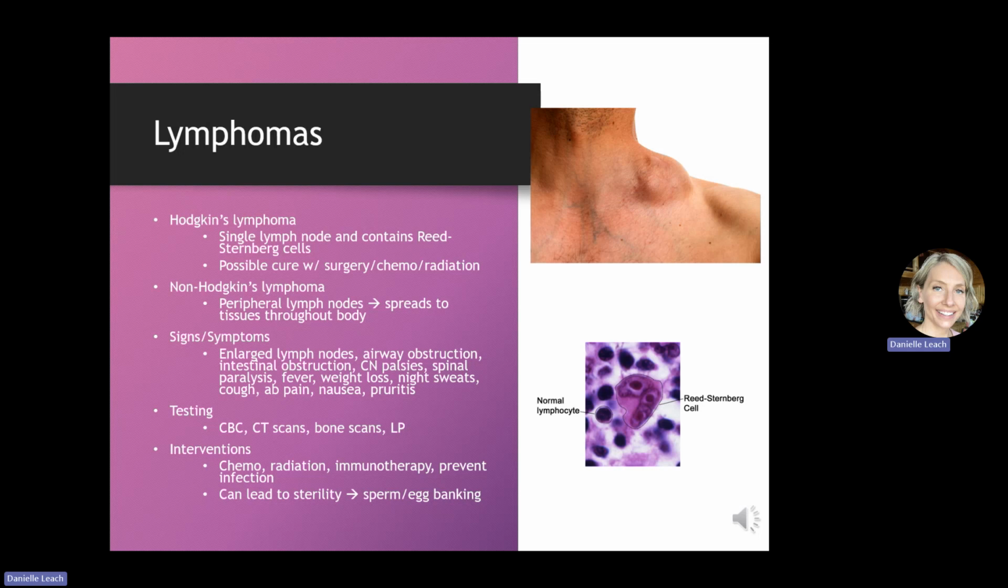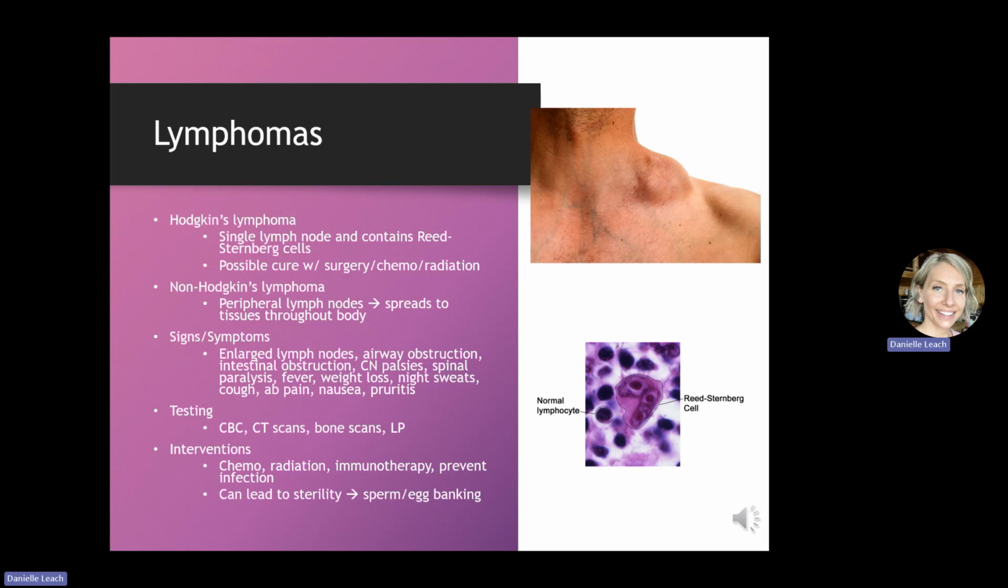So with this one, there's a possible cure through removing the affected lymph node and chemo and radiation. Non-Hodgkin's lymphoma is the one that is a little worse. So this one affects the peripheral lymph nodes, and it easily spreads to other lymph nodes and other tissues throughout the body. The way I remember it is non-Hodgkin's, not good. So that one is the one that is not curable.